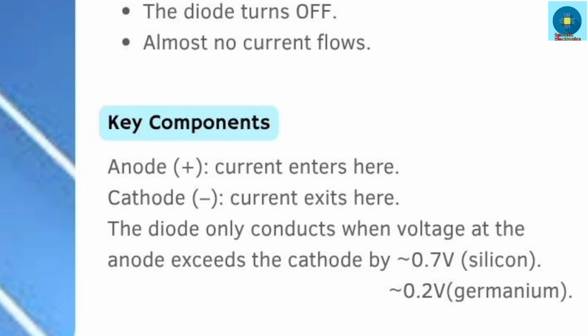One important thing to remember is that a diode is not a perfect conductor. When current flows through a silicon diode, there is a small voltage drop of approximately 0.7 volt, and for germanium diodes, this voltage drop is around 0.3 volts.